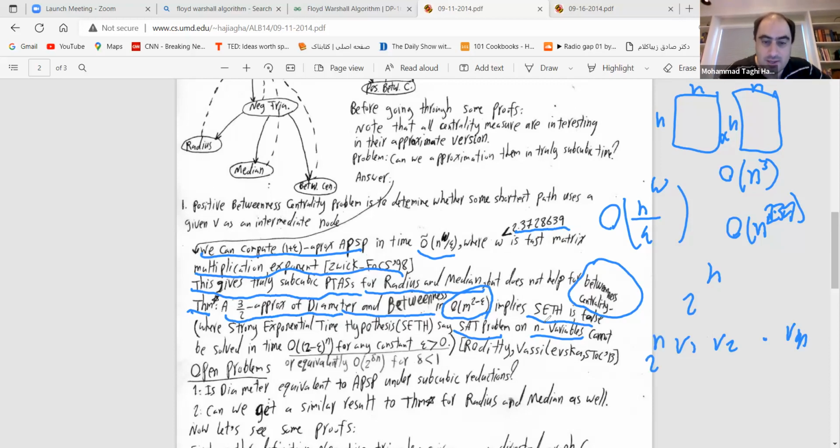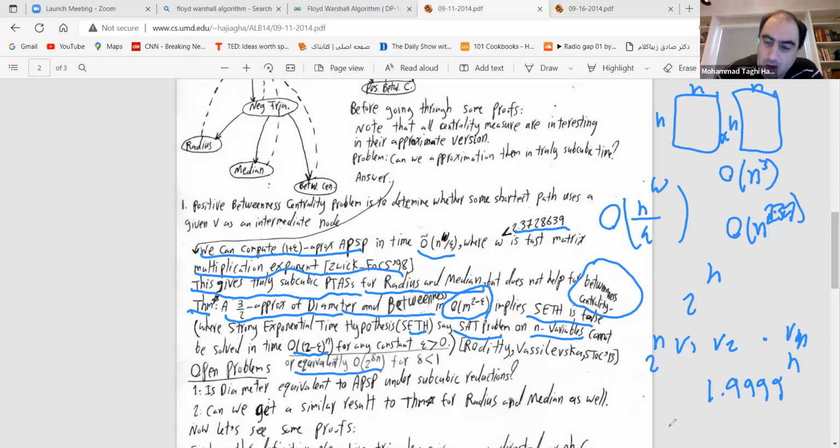So a strong ETH. So ETH is this one, and then a strong ETH says that actually this is the best that you can do. You cannot do 2 to the minus epsilon to the n for any constant epsilon. So you cannot solve this problem in 1.9999 to the n for 3-SAT or SAT in general. And this is equivalent of this.